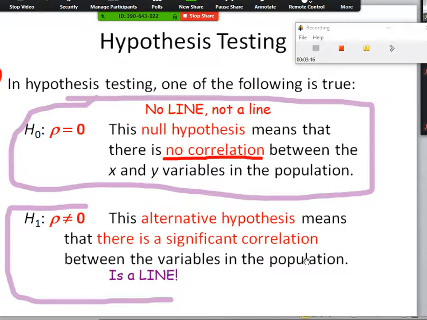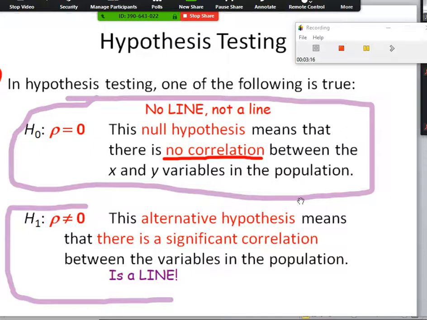Mrs. Young? Yeah. For this, are we looking at it like, so not a line would be anything 0.4 and below? I'll show you. Don't go there yet. Don't think about it yet. I'll show you in a minute.